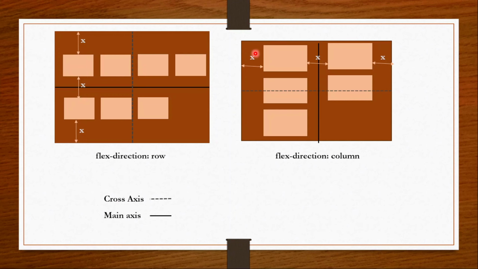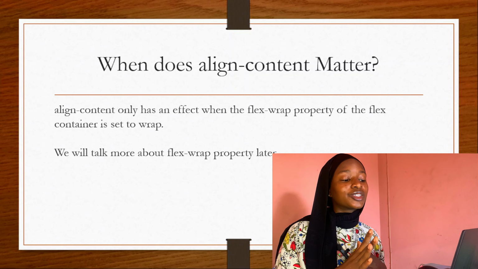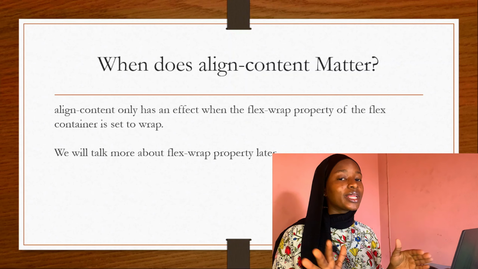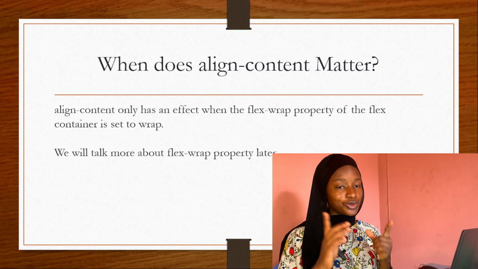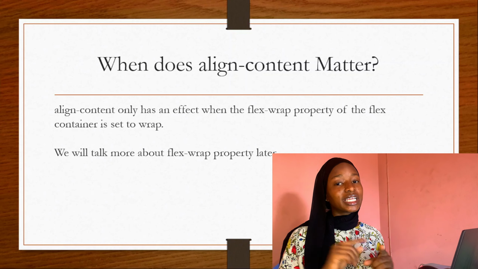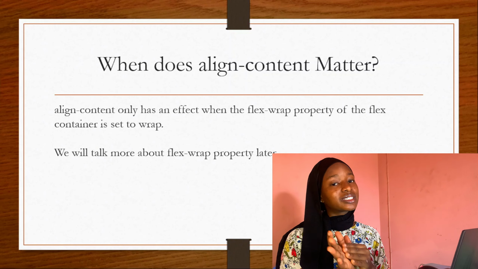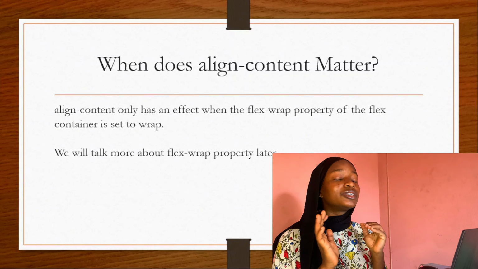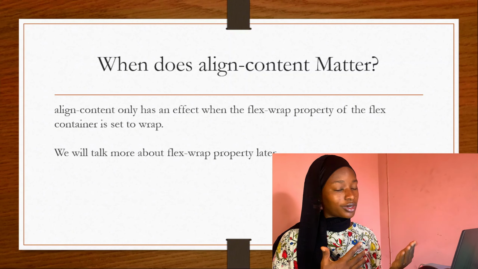Same here, equal spacing. So when does align content matter? Align content only has an effect when the flex wrap property of the flex container is set to wrap. We'll talk more about flex wrap later, because that's the third concept, about wrapping of items. It's only when flex wrap is set to wrap that align content is going to work, or else it's not going to work.